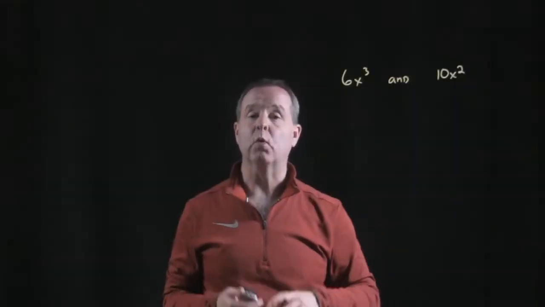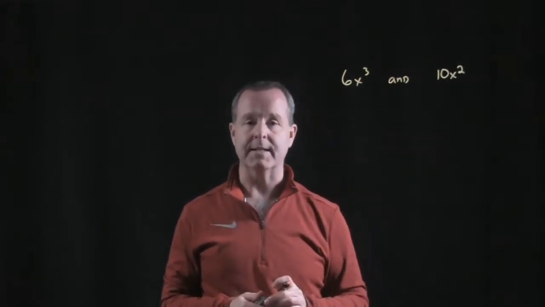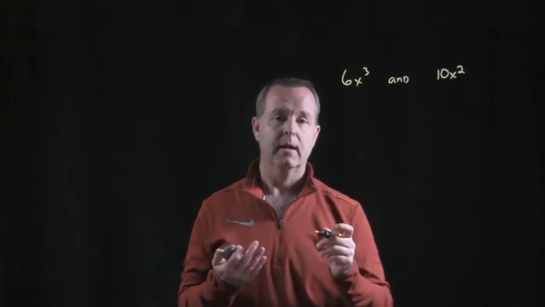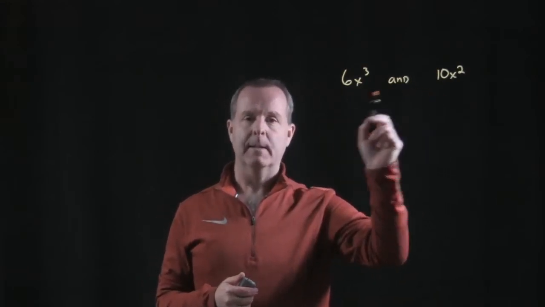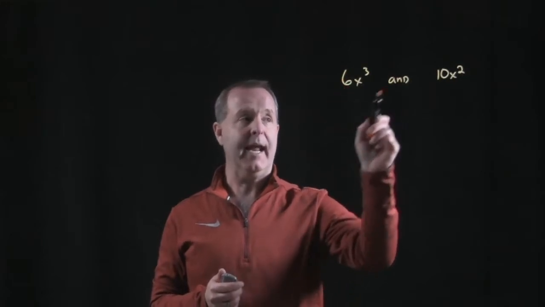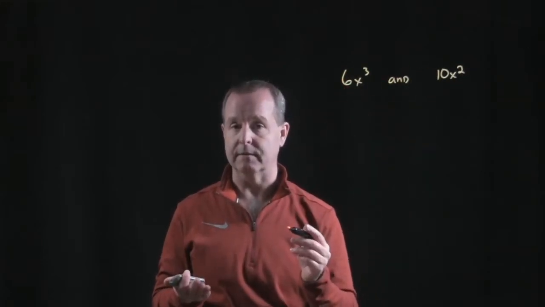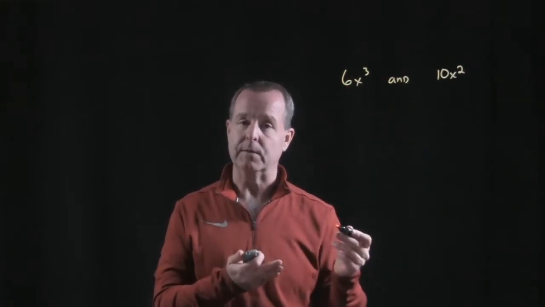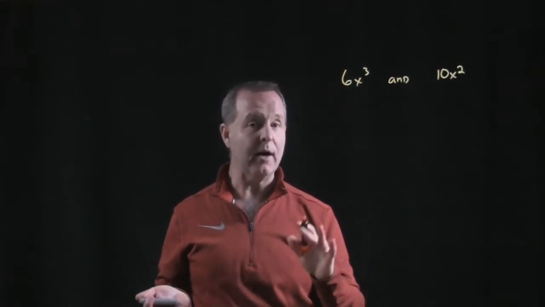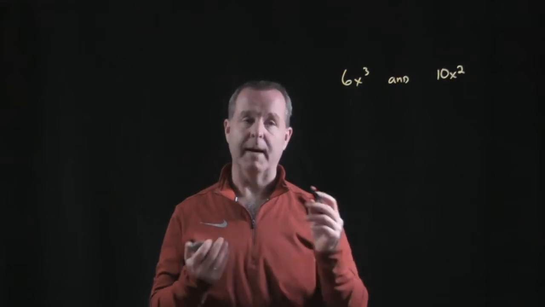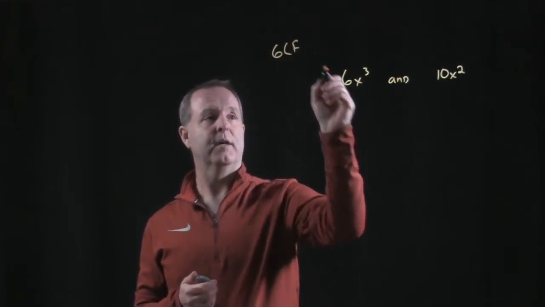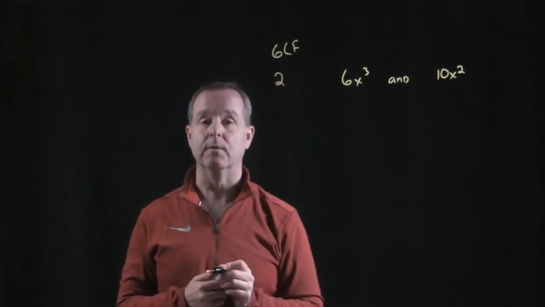So let's look at some greatest common factors between two sets of terms, 6x cubed and 10x squared. Begin with the coefficient. What's the highest factor that goes evenly into 6 and evenly into 10 that you can think of? That would be a 2. 2 goes both into 6 and into 10. There's not a number higher than 2 that does that. So my greatest common factor of this one would include a 2.